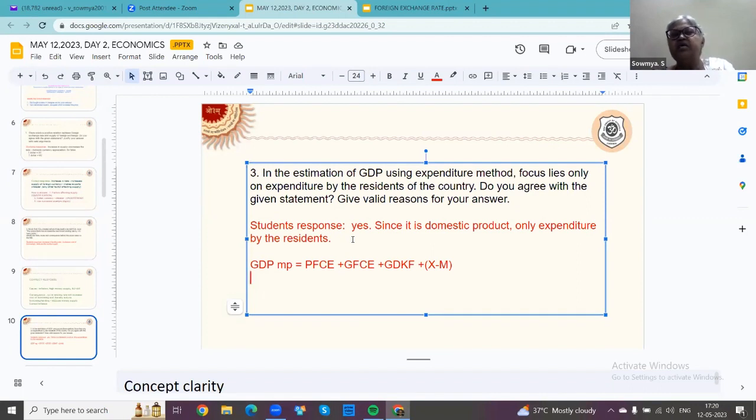Plus, of course, the GFC, the components have to be given. GDKF composes of two things, namely the investment expenditure and the inventory expenditure, that has to be explained, right? Very briefly, all that has to be touched upon. This is the last bit where they have to concentrate on X minus M. Yes. So what is this X?